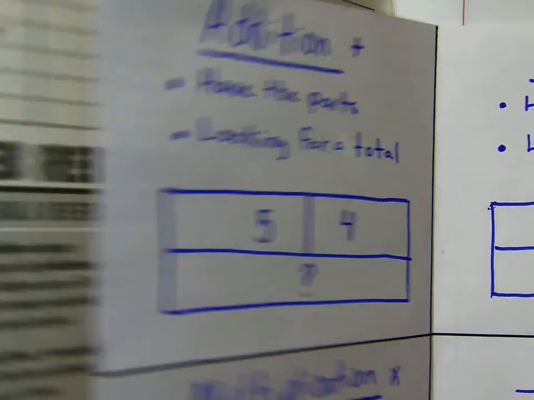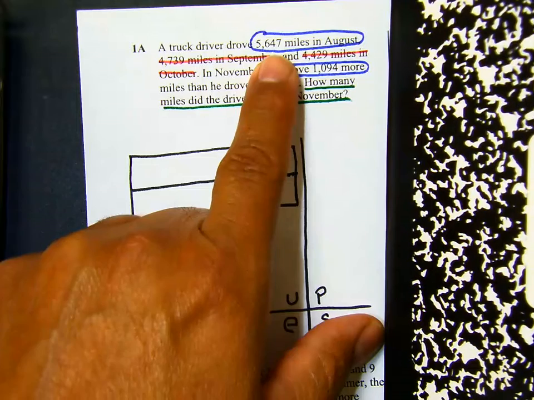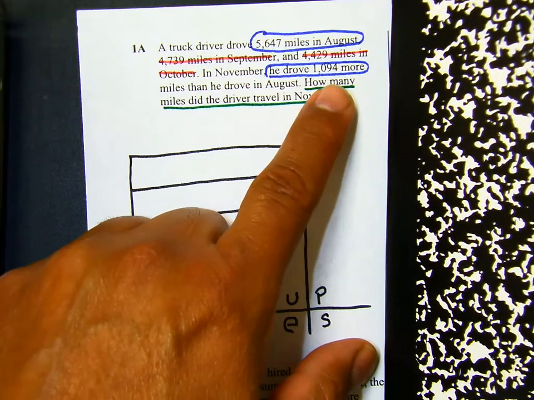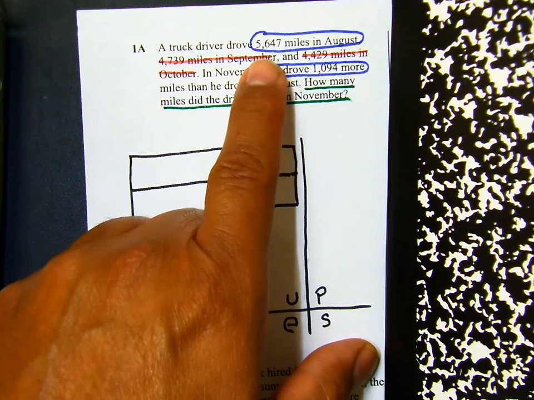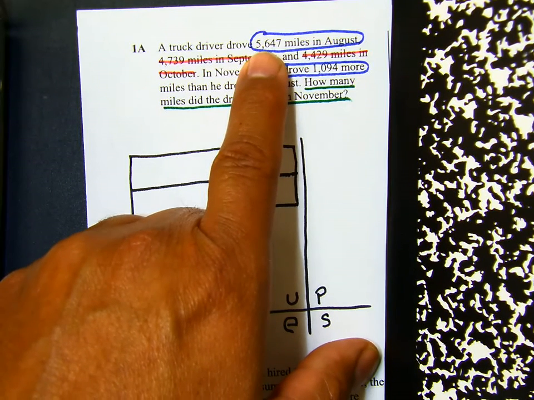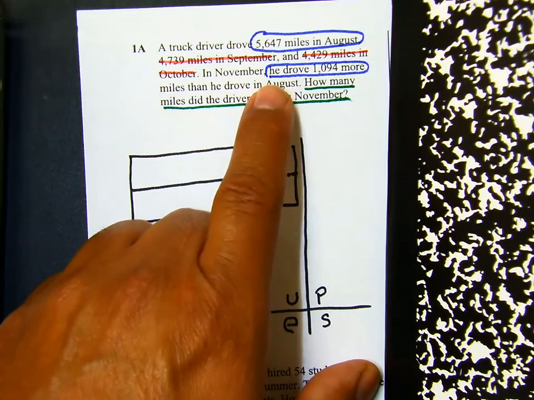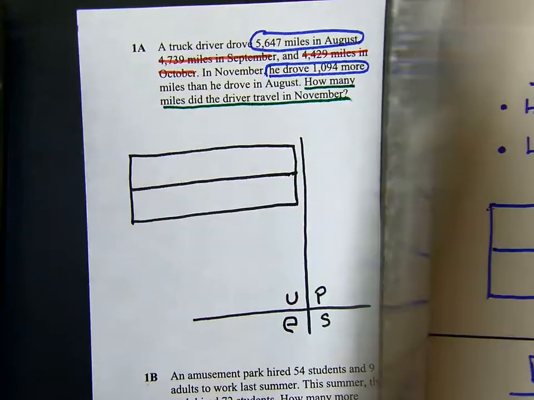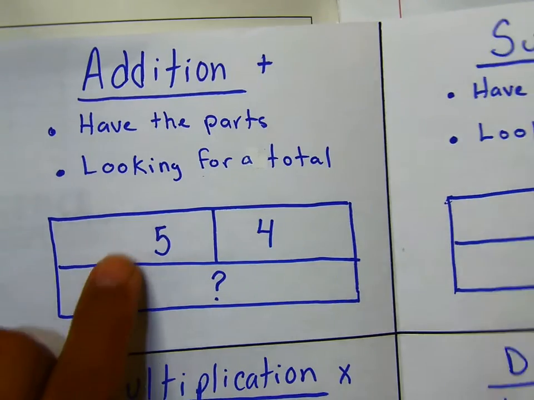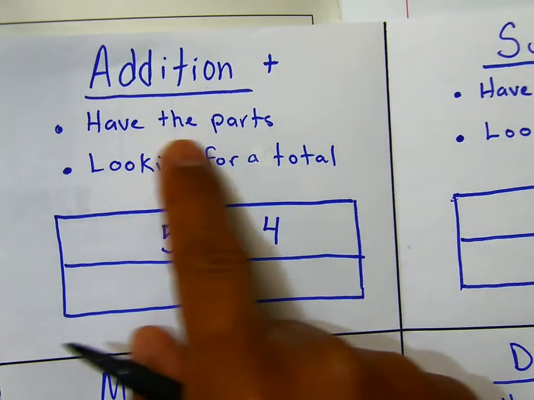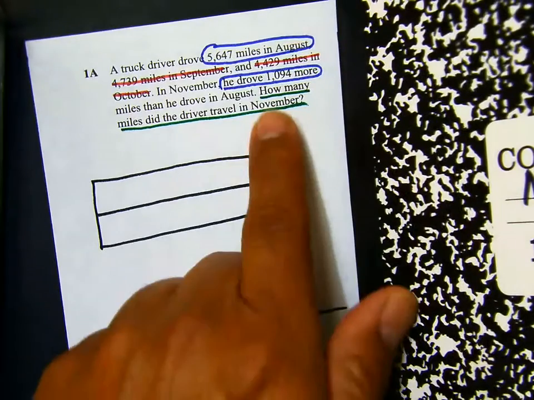And I know we're going to add, because we're trying to find how many miles he traveled in November. I know in November he traveled 1,094 more miles than in August, and he traveled 5,647 miles in August. So if I add these two together, it should give me the miles he traveled in November. So I'm going to go to the addition strip diagram. I have the parts. I have two parts.